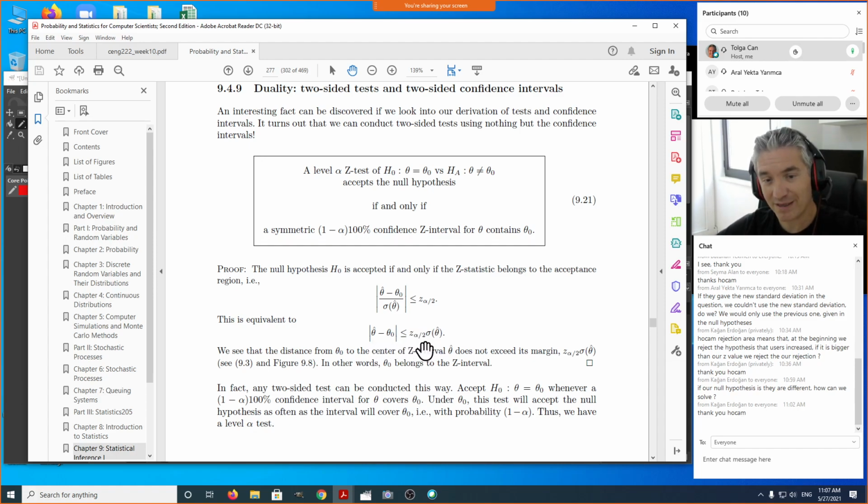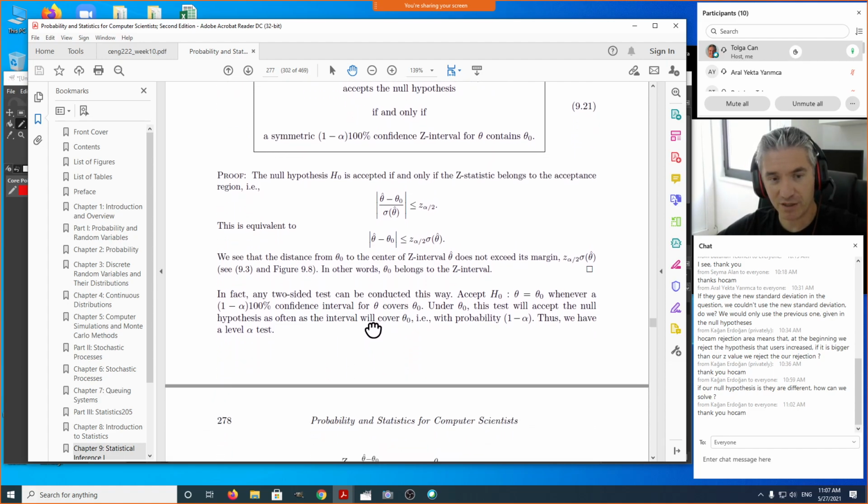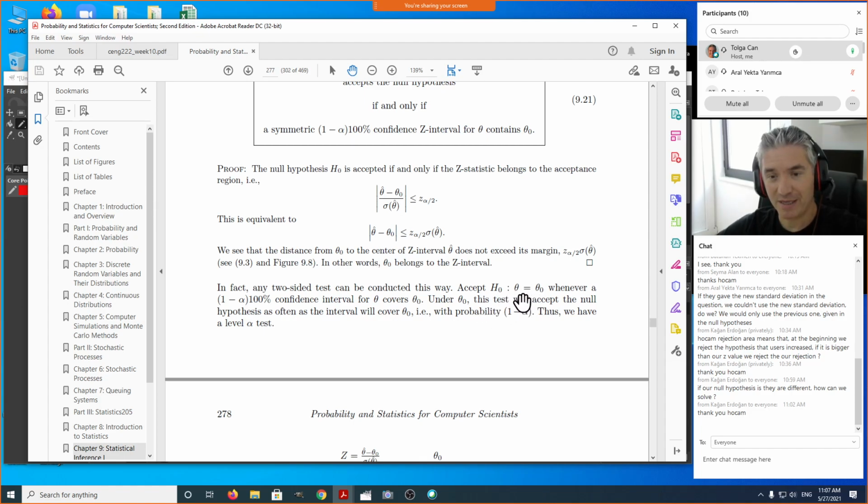If you look at this, the right-hand side is our margin, and this interval that we build around, this theta 0 is at the center. So we conduct a two-sided test, assuming that theta is theta 0. Whenever the confidence interval is around theta hat, theta hat is our center. So theta 0 here is not part of the confidence interval. What I mean is this.